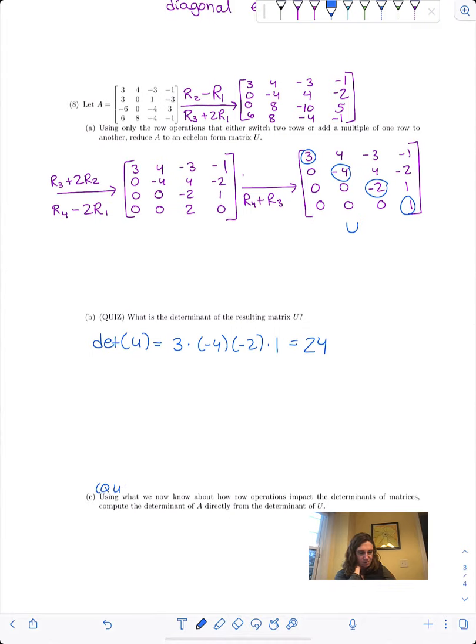So here's our quiz problem. Now we want to know the determinant of A without doing any work. And so notice that we only used the replacement operations. So go ahead and fill in what is the determinant of A.